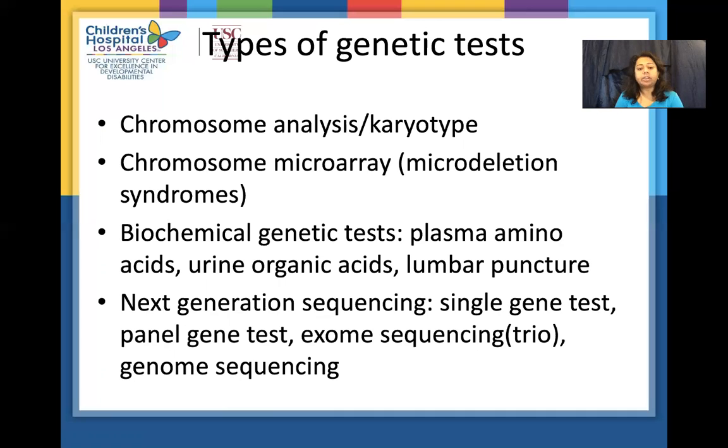There are more explicit tests when you are looking for a protein difference that has occurred because of a change in the DNA. So when we're looking at plasma amino acids or urine organic acids, we might be looking for the accumulation of certain proteins that are occurring in someone who has a gene that codes for something differently and therefore changes chemical processes in that person.